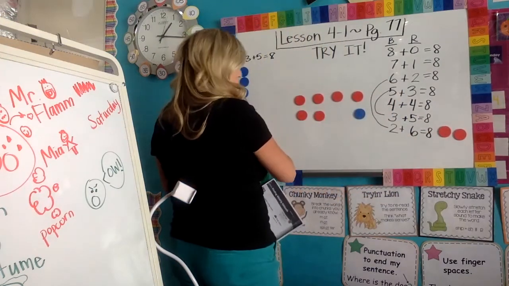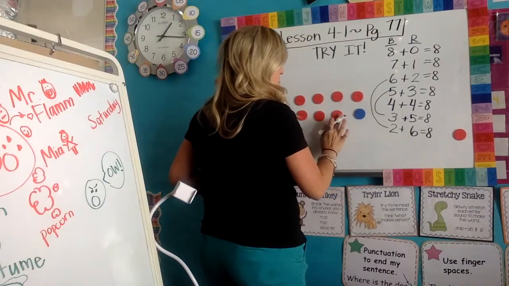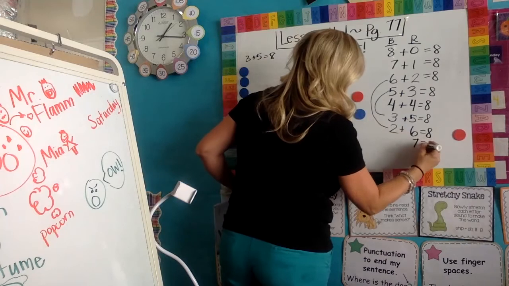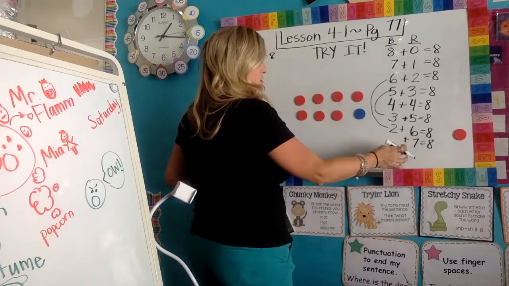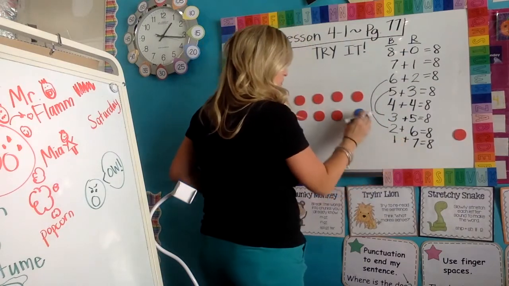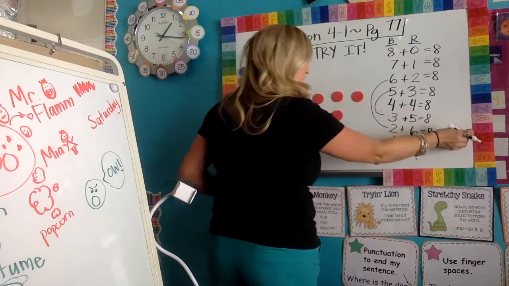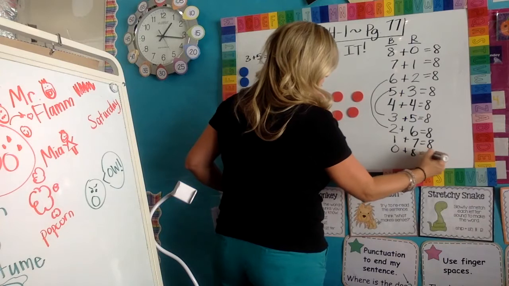Just gonna keep going. 4, 5, 6, 7. My number isn't changing over here. It's always 8. But the number of how I break it down is different. And then 1 blue. Now I have 0 and 8.